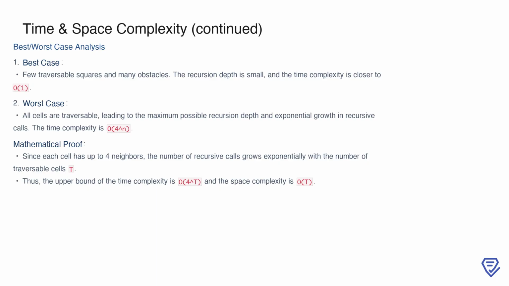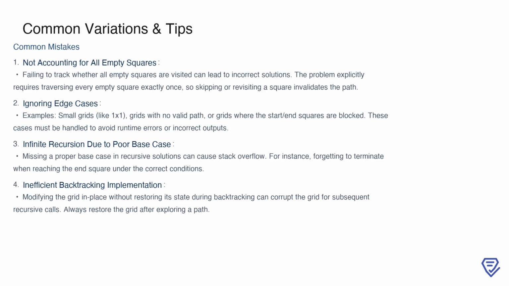This balance between the worst and best cases highlights the efficiency of the backtracking approach in managing both time and space requirements. One of the most common mistakes in solving unique paths 3 is not accounting for all empty squares. Remember, the problem specifically requires visiting every empty square exactly once. Skipping or revisiting any square results in an invalid path, so it's essential to track your progress accurately.